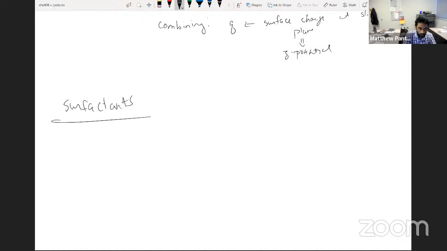Okay, so surfactants, we remember, are molecules that have a strong polar component and a non-polar component. So if we have some liquid film, say of water, and we have these surfactants, they would have a polar head that would remain in the water and a non-polar tail that would stick out.